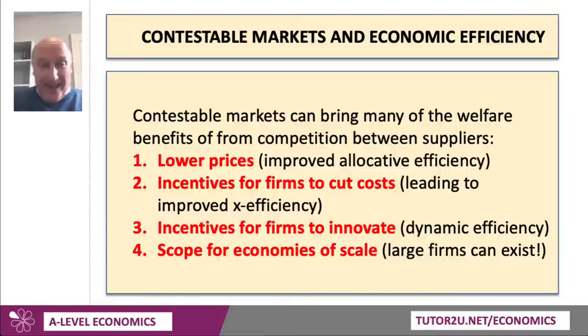And you can have any number of firms in the market. So you can have 1, 2, 3 firms in a market, as long as there's the threat of entry. Those firms can and do exist, and that leaves you big scope for scale economies. So overall, I think contestable markets are normally pretty good in terms of all three types of efficiency.